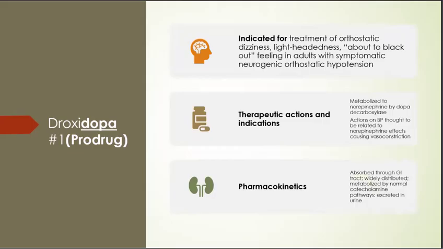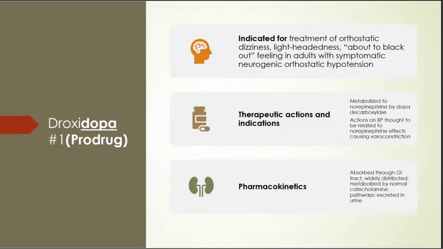Okay, so droxidopa is used to treat symptomatic neurogenic orthostatic hypotension. These patients experience symptoms such as dizziness, lightheadedness, feeling faint, or feeling like they're about to pass out when standing up. Droxidopa works as a prodrug, which means it is converted in the body into an active substance. Specifically, it is converted into norepinephrine by the enzyme dopa decarboxylase.